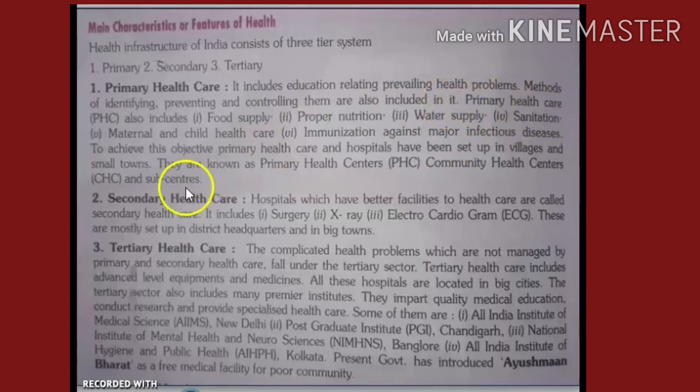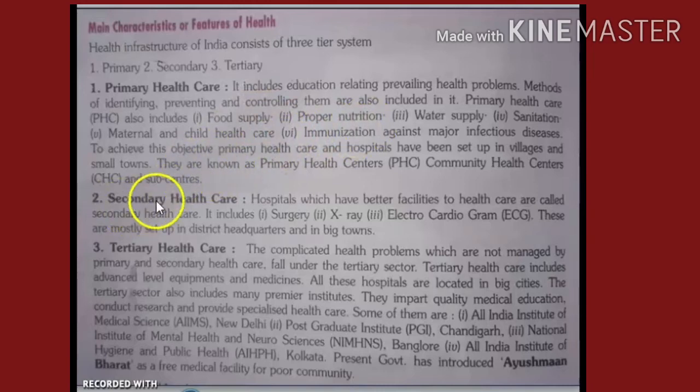Primary health care includes food supply, proper nutrition, water supply, sanitation, maternal and child health care, and immunization against major infectious diseases. To achieve this objective, primary health care centers and hospitals have been set up in villages and small towns. They are known as primary health centers, community health centers and sub centers. These are the primary health care system which takes care of the points discussed above.